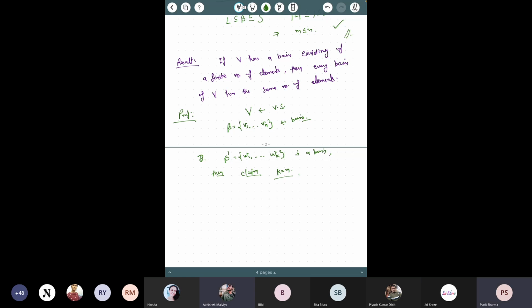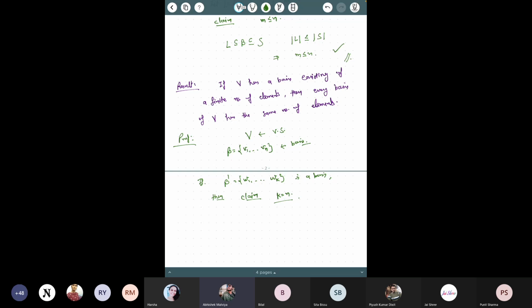You have to show first that k is less than or equal to n, and n is less than or equal to k, that way. Now why is this true? Sir, because of the maximality of a linearly independent set being a basis. And sir, since B dash is going to be a basis, then B dash is a linearly independent set. And as we have proved that if V has a basis, then it has a finite number of elements. It is given from the given condition, sir.